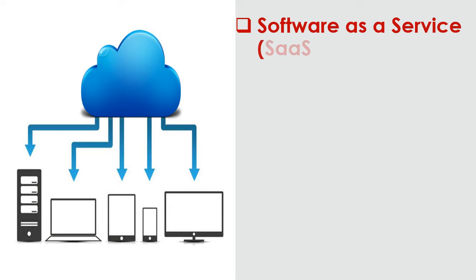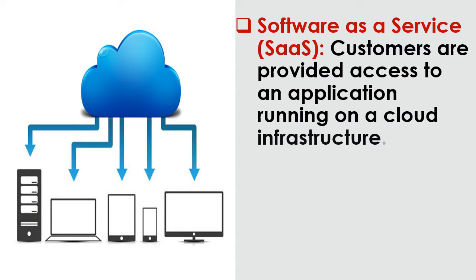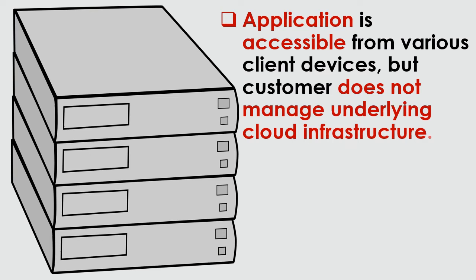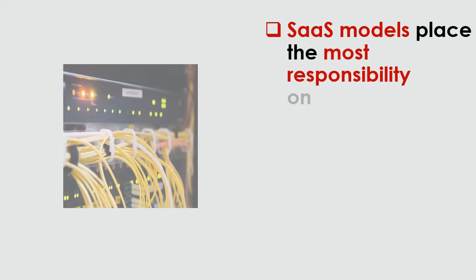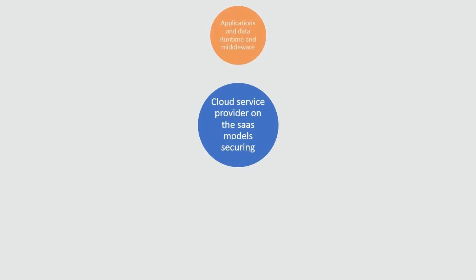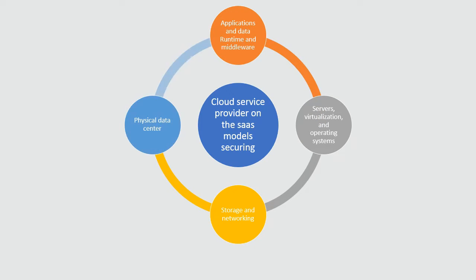Software as a Service, SaaS customers are provided access to an application running on a cloud infrastructure. The application is accessible from various client devices, but the customer does not manage the underlying cloud infrastructure. SaaS models place the most responsibility on the cloud service provider. The cloud service provider on the SaaS model secures applications and data, runtime and middleware, servers, virtualization and operating systems, storage and networking, and the physical data center.